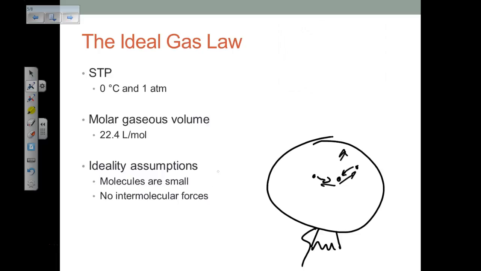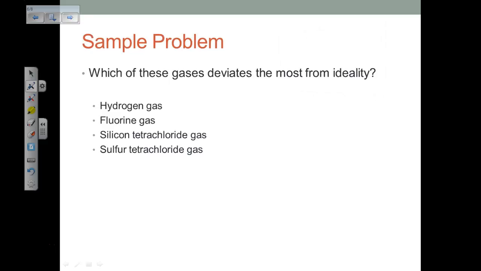So these two assumptions are important to know. Now, let me show you a little sample problem here of what we're talking about. Okay, and it says, which of these gases deviates the most from being ideal? And I guess before we get started, I do want to say there is something called the van der Waals equation. And van der Waals was Dutch, that's why this is a V sounding, okay?